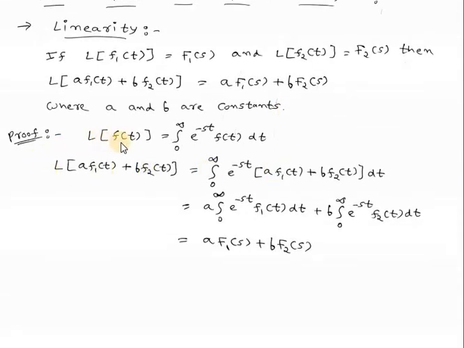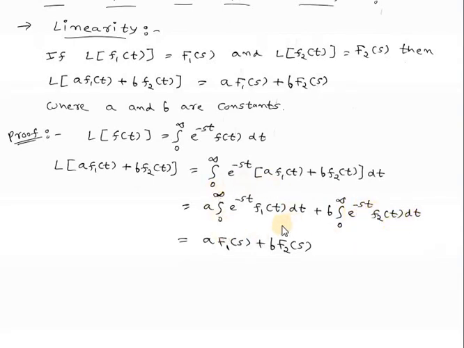So proof: we know that Laplace of f(t) is equal to integration 0 to infinity e raised to minus st f(t) dt. So by definition, Laplace of a f1(t) plus b f2(t) is given by integration 0 to infinity e raised to minus st in bracket a f1(t) plus b f2(t) dt. If we simplify this, then it will be a integration 0 to infinity e raised to minus st f1(t) dt plus b integration 0 to infinity e raised to minus st f2(t) dt.